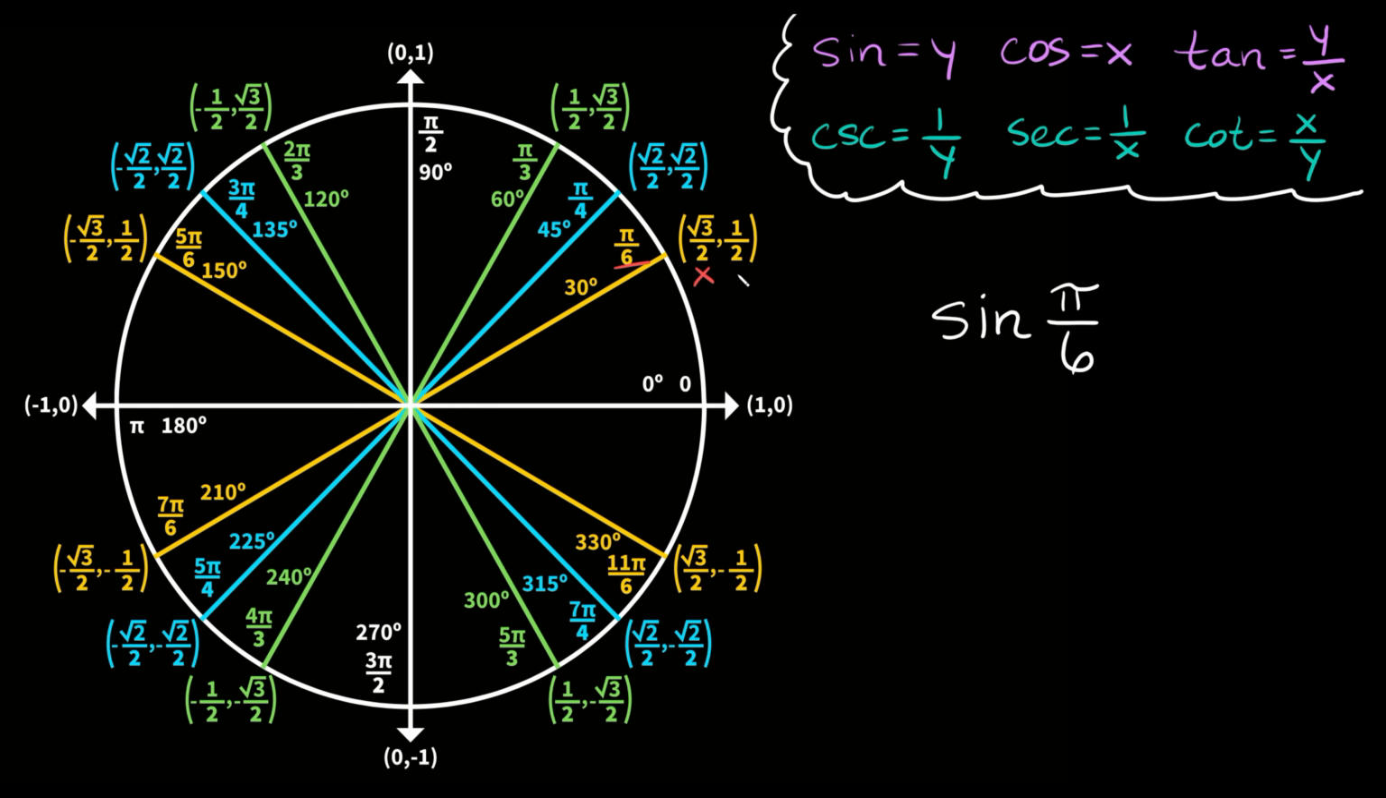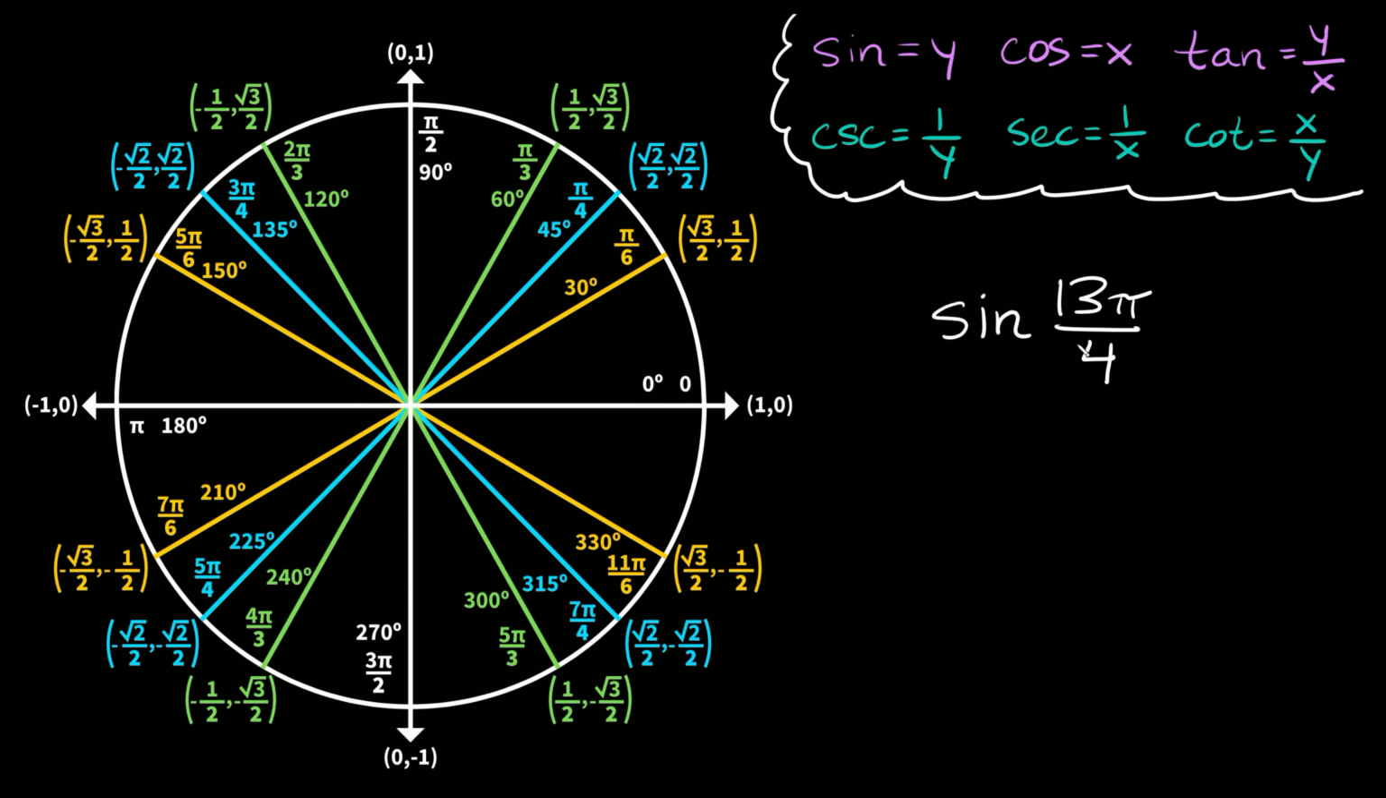So this is, of course, our x coordinate and our y coordinate. So whenever you want to find the sine of an angle, you simply look at the y coordinate. So in this case, the y coordinate is positive 1/2. So the sine of pi over 6 is simply equal to positive 1/2. All right, not too bad. Let's try a harder one now.